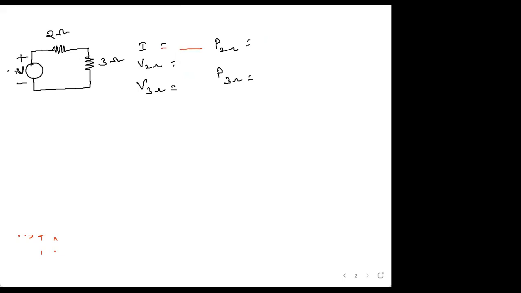What is the value of this? What is the total current? I is equal to 20 by 5, 2 plus V 3, by 5. 20 by 5. How much? 4 amperes. Next, voltage across 2 ohms. V2 ohms is equal to how much?